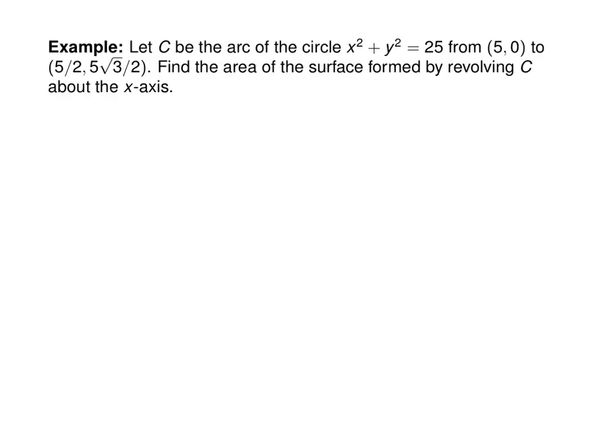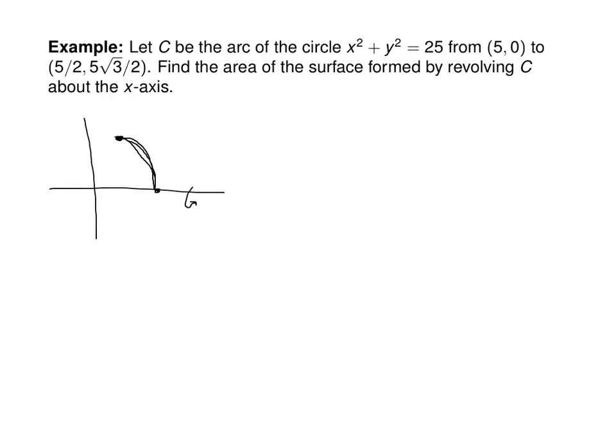So let's use that. We're going to find the area. We have c, our curve, is the arc of the circle x squared plus y squared equals 25, from (5, 0) to (5 halves, 5 root 3 over 2). So that's the arc of the circle. And I want to rotate this arc, it's a very bad looking arc, about the x-axis.